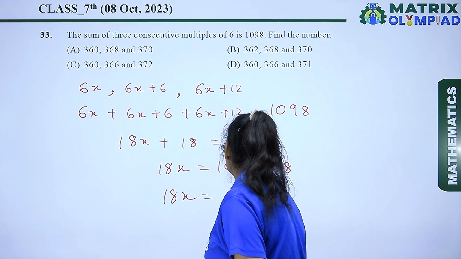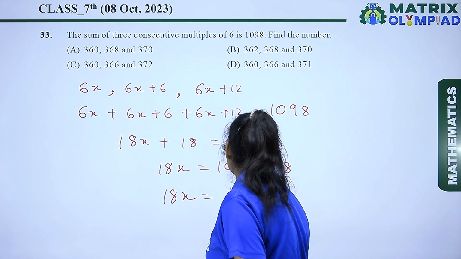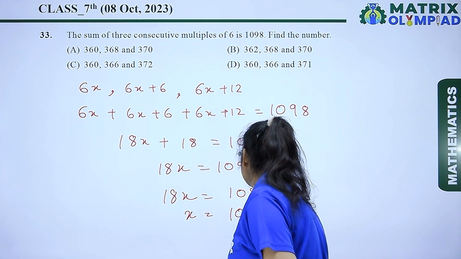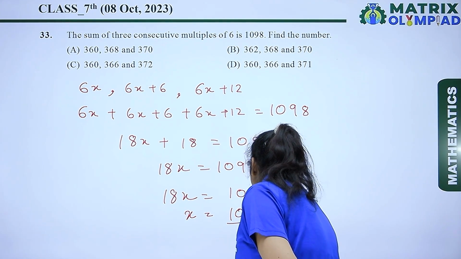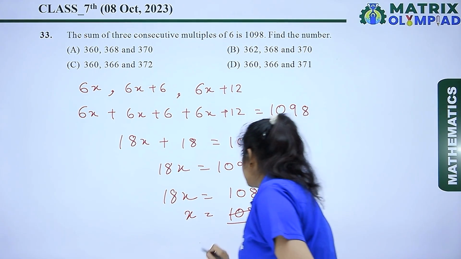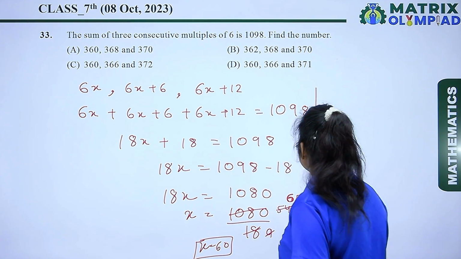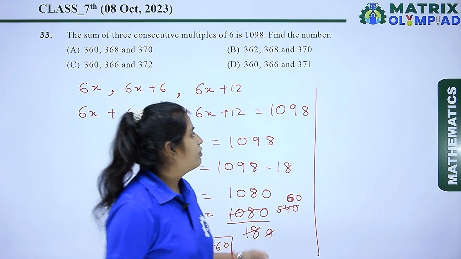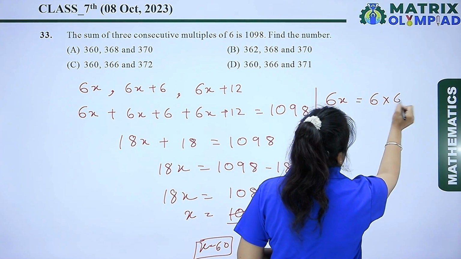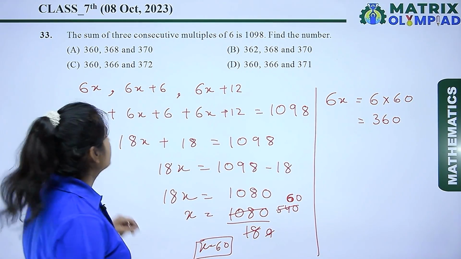So here we get 1080. x is equal to 60. So the value of x is equal to 60. Let's find out the three numbers. The first number is 6x, that is 6 multiplied by 60, which will give us 360. So first number is 360.